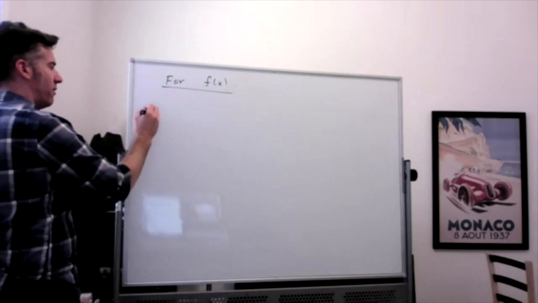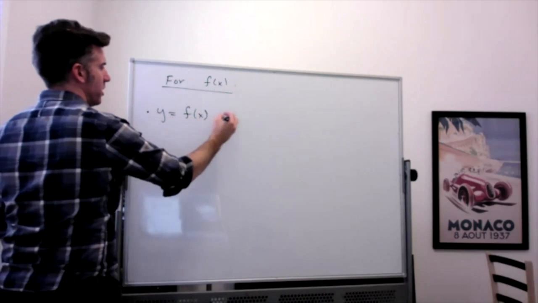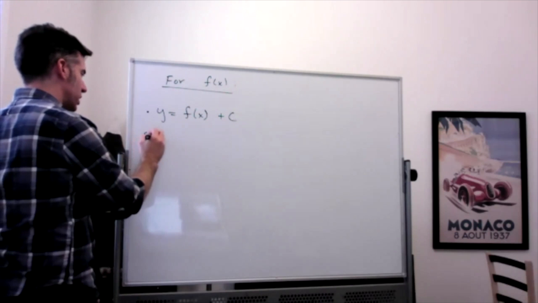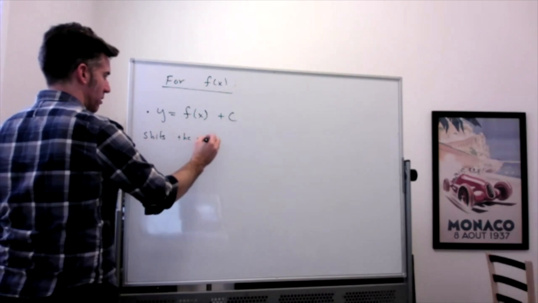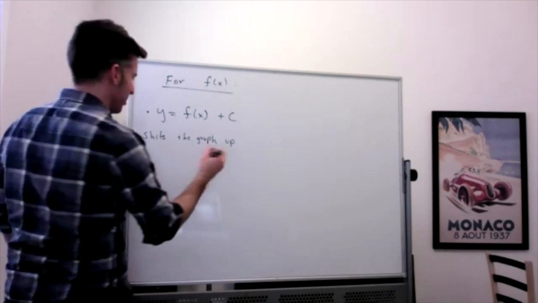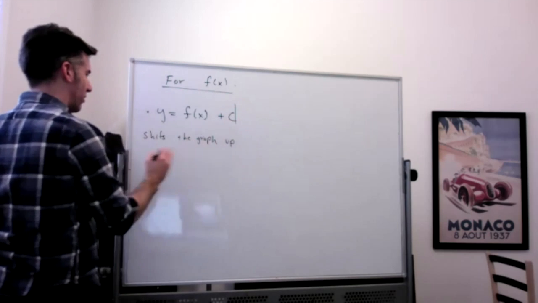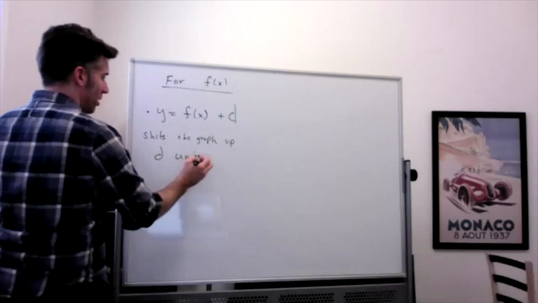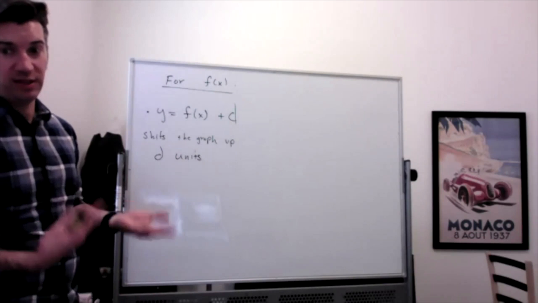For f of x, we have y equal to f of x plus d, where we add on the outside, shifts the graph up d units. Oh, sorry, I used c there, no, sorry. F of x plus d shifts the graph up d units. So if d is positive, it's going to shift it up. If d is negative, it's going to shift it down.